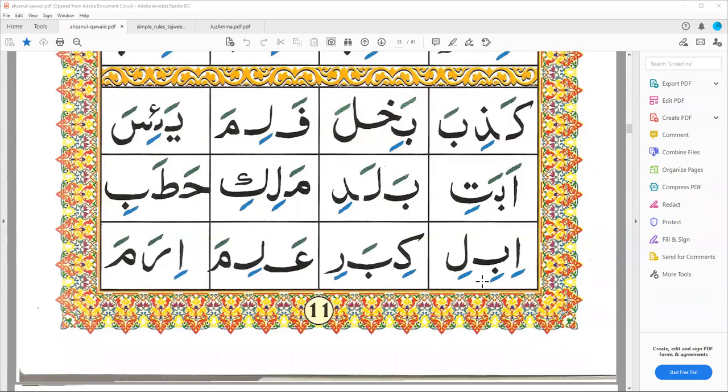Okay. Hamza zer e. Ba zer b. Lam zer li. Ibli. Kaf zer ki. Ba zabar ba. Kiba. Ra zer ri. Kibari. Ain zabar a. Lam zer li. Ali. Mim zabar ma. Alima. Hamza zer i.